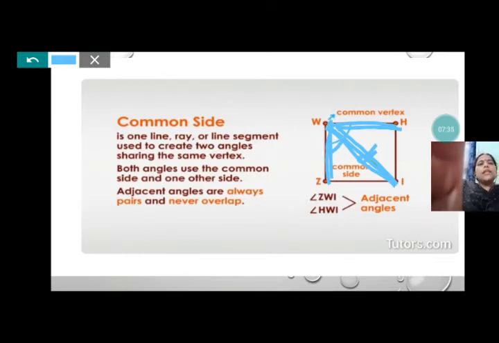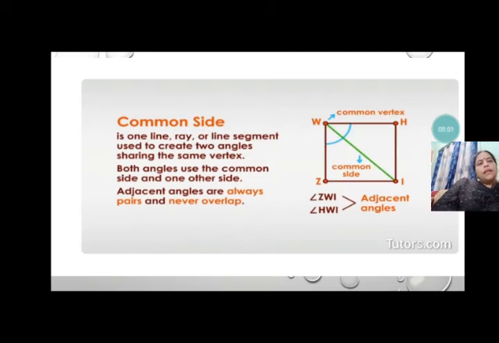So adjacent angles are always pairs and they are not overlapping on each other. That means this angle HWI does not overlap on ZWI, and that is called the adjacent angle. So they are called the adjacent angles.